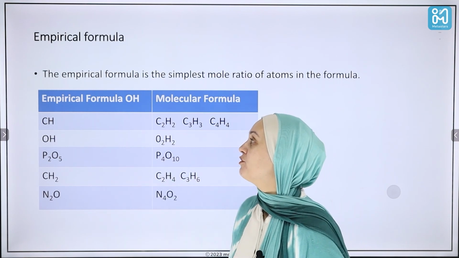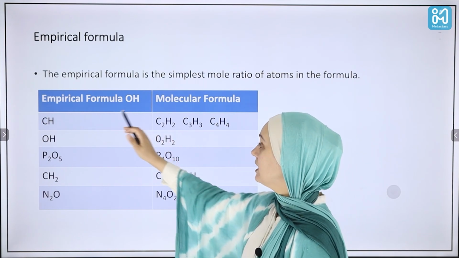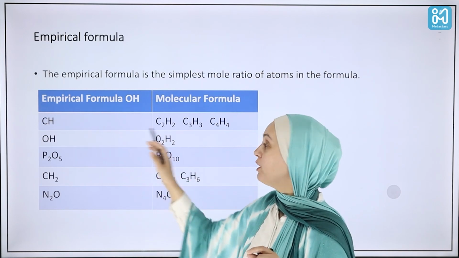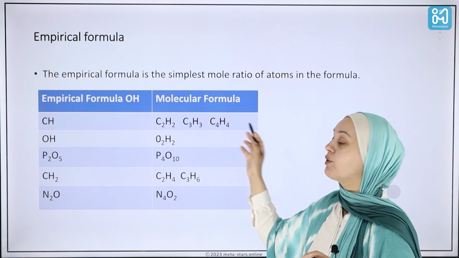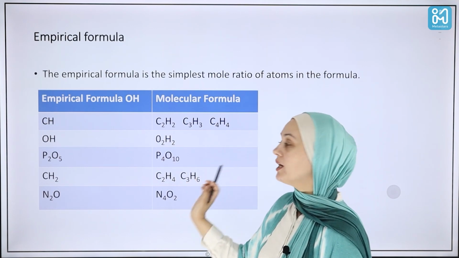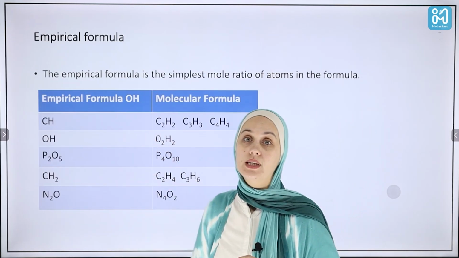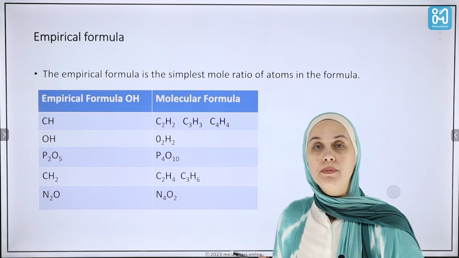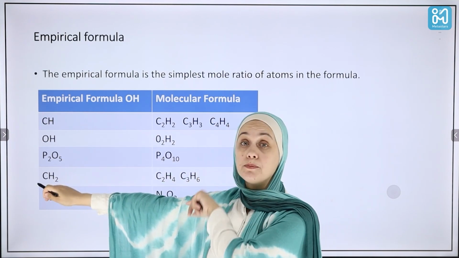In the first column you have many empirical formulas, and here the molecular formulas. You can see that CH can be an empirical formula for many molecular formulas like C2H2, C3H3, C4H4. If we divide by 2 here, by 3 here, by 4, CH is going to be the empirical formula for all of these. Look at this, P4O10. How can I find the simplest ratio here? By dividing by 2, so I get P2O5.